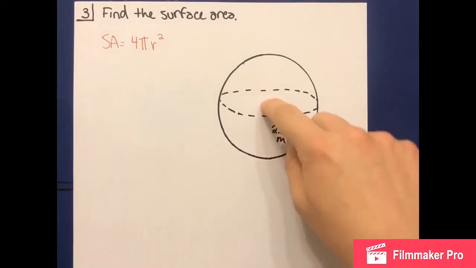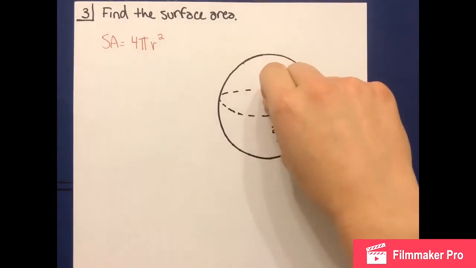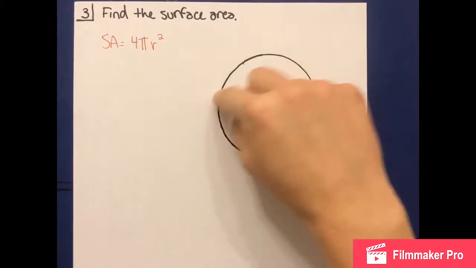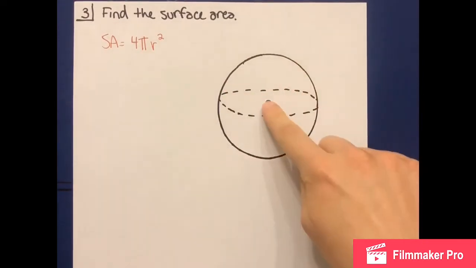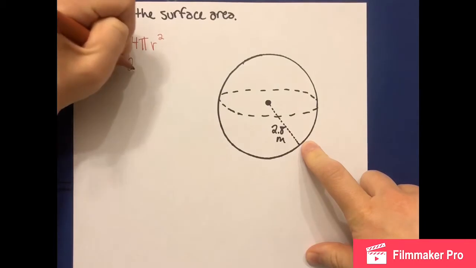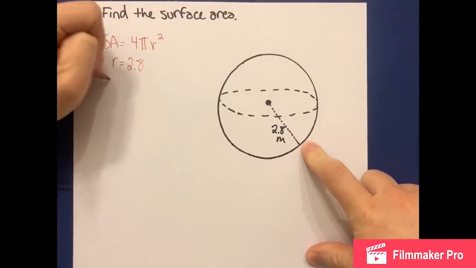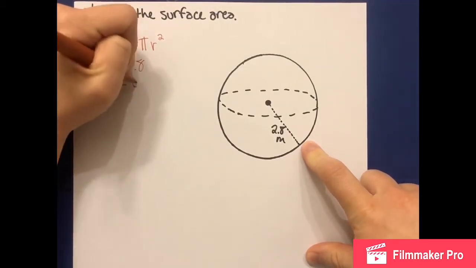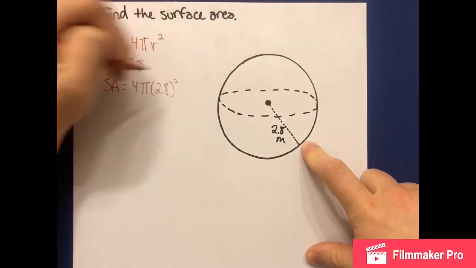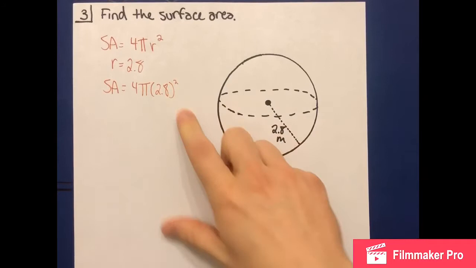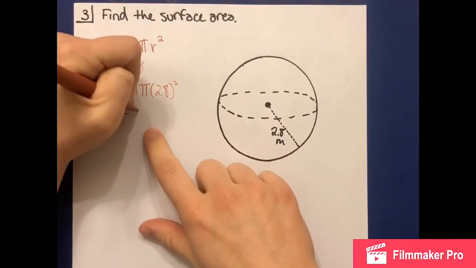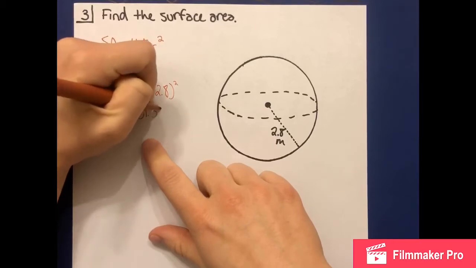Remember, this is a sphere, so if that center is in there, it doesn't matter where it goes. Forward, backwards, it's always going to be the radius. So I have radius is equal to 2.8. So plugging that in, 4 pi, 2.8 squared. I'll square 2.8 and multiply it by 4. I get 31.36 pi.